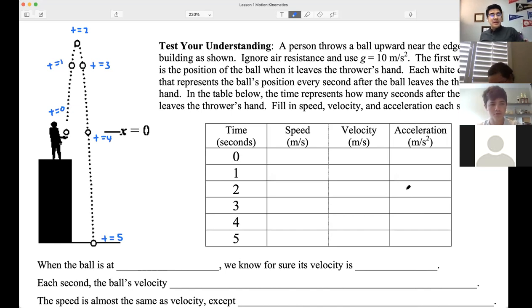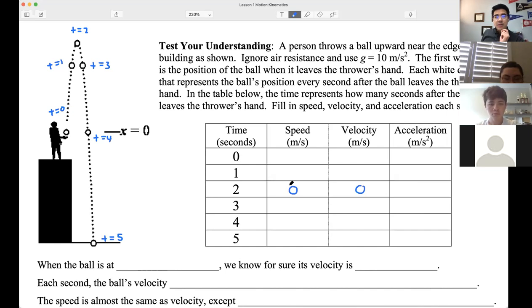Would it be that the velocity is equal to 0? We're going to clarify and say the vertical velocity is equal to 0, right? We're assuming this ball is going vertical, even though there's a little bit of an arc here. The vertical velocity is equal to 0, AKA the speed is equal to 0.